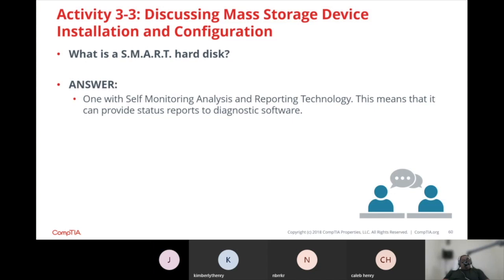It's a hard disk with self monitoring, analysis, and reporting technology. This means it can provide status reports for diagnostic software, or it can error check itself.